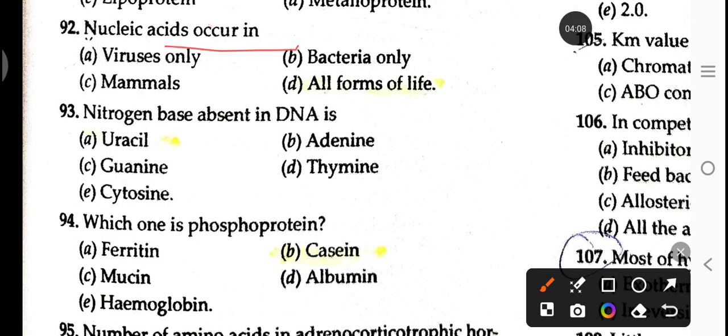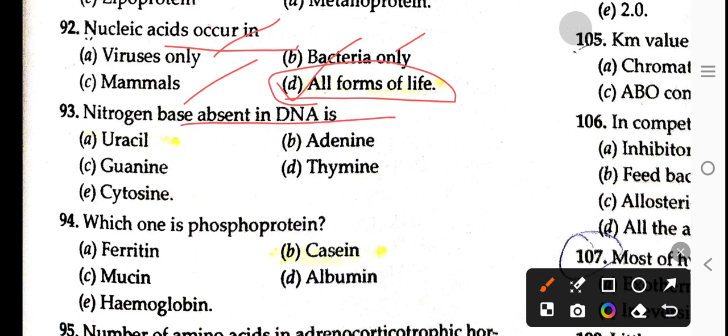Nucleic acid occurs in, so they may occur in viruses, mammal, bacteria, all of them. So all forms of life. Option number D is the right answer. Nitrogen base absent in DNA. So we know that uracil is found in RNA only, not in DNA. Which one is phosphoprotein? So casein, option number B. It is a phosphate containing protein, that is why called phosphoprotein.